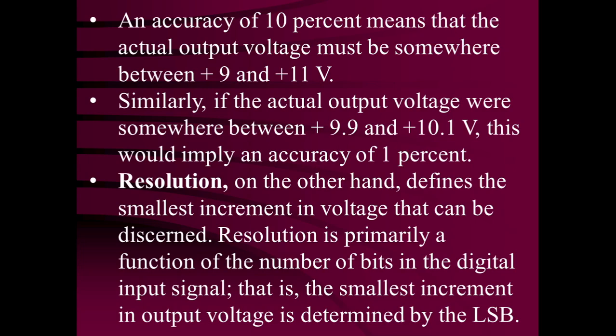Now we are going to learn the second important word regarding D to A converter, and that is called resolution. Resolution, on the other hand, defines the smallest increment in the voltage that can be discerned. Resolution is primarily a function of the number of bits in the digital input signal. That is, the smallest increment in the output voltage is determined by the LSB.